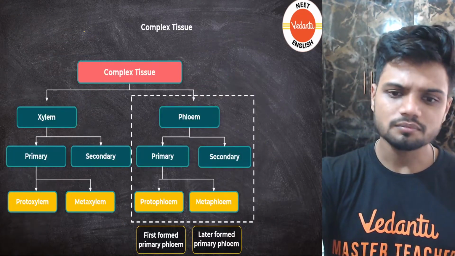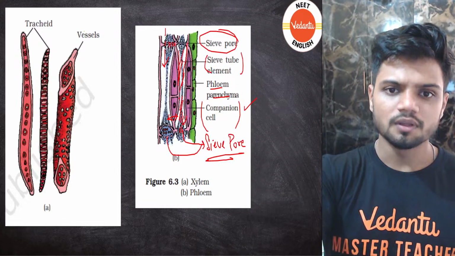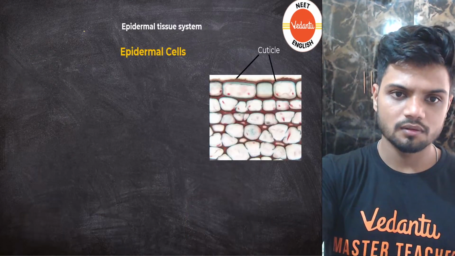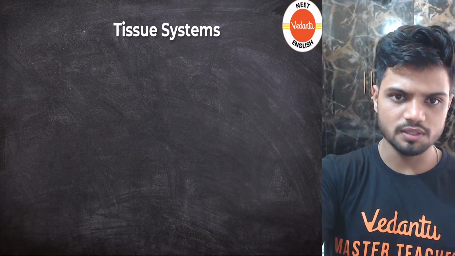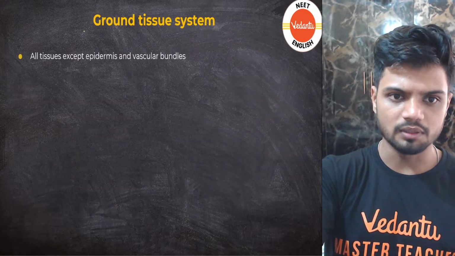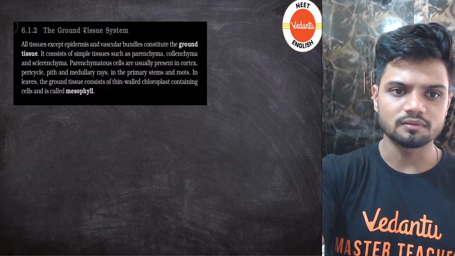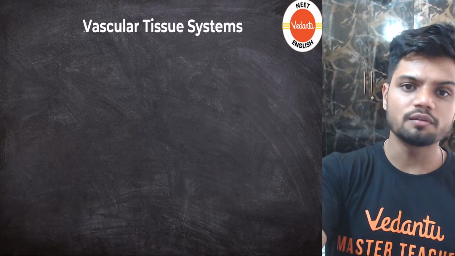Okay. Now, clear, students? Tissue system. I think we will do this in the next class. Epidermal, ground tissue system, the entire division. All we will do in the next class.